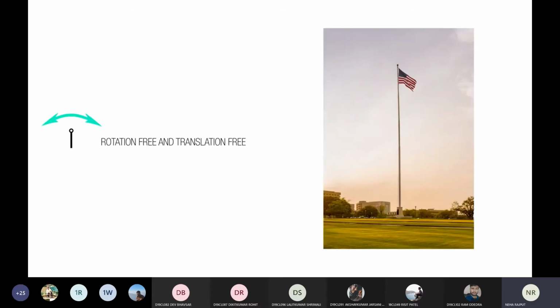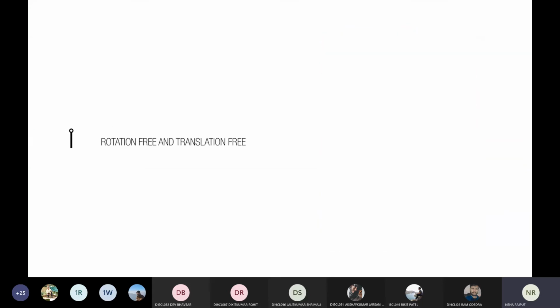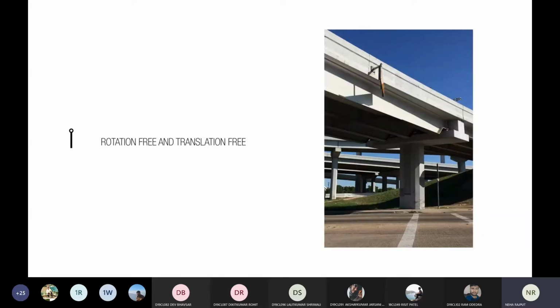Finally, we have our rotation free and translation free. And certainly, of course, a flagpole comes to mind. It's kind of rare, and it's not very common in buildings. We sometimes will see it if we have a single column for a highway overpass. That may behave like something that is rotation free and translation free.